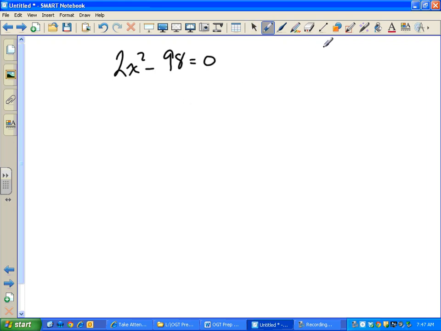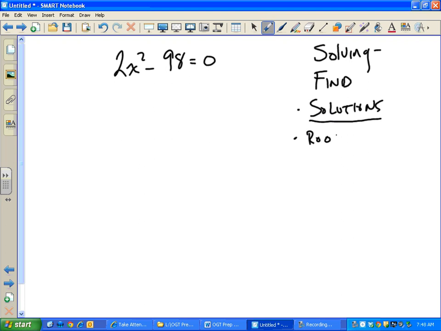So this is still solving. Remember yesterday we talked about solving, meaning find solutions. So obviously, this is easy. Find solutions. But what else does it mean? What else is a synonym for solutions? We talked about this yesterday. Roots. That's okay. What else is a synonym? Zeros. Okay, and x-intercepts. All of these things are synonyms. And notice, take a look, guys.